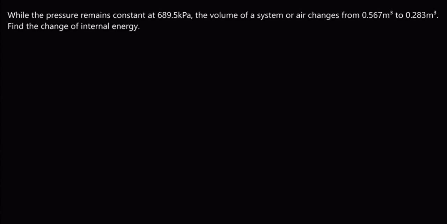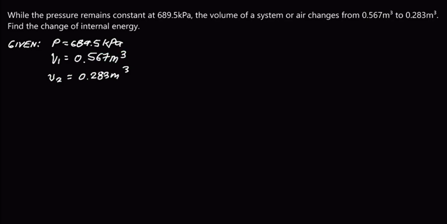In this video, we're going to focus on thermodynamics with the ideal gas equation. In order to solve this problem, we must first list all of the given values that we can use to work with. It says here that we have a constant pressure of 689.5 kPa. It also says that the volume of air changes from 0.567 cubic meter down to 0.283 cubic meter. So that gives us the values for V1 and V2 respectively.